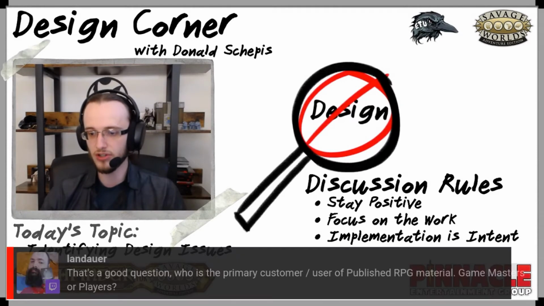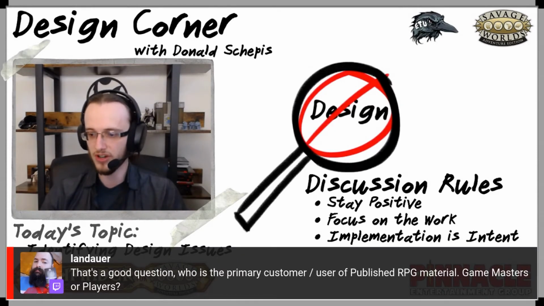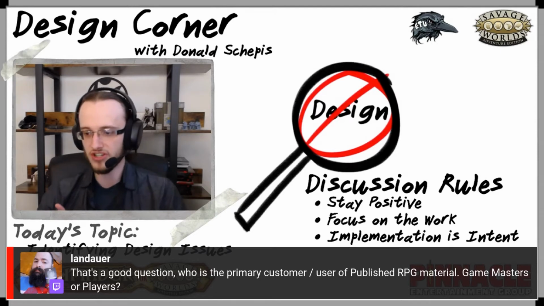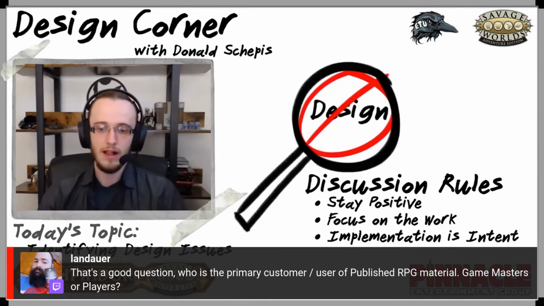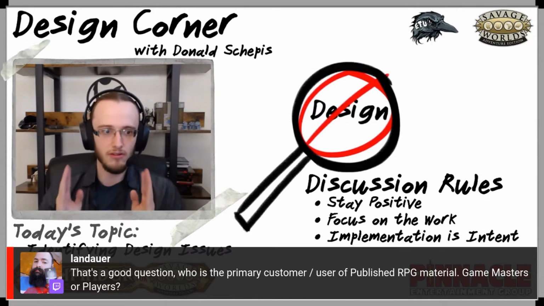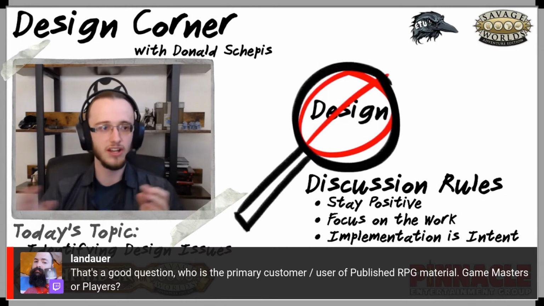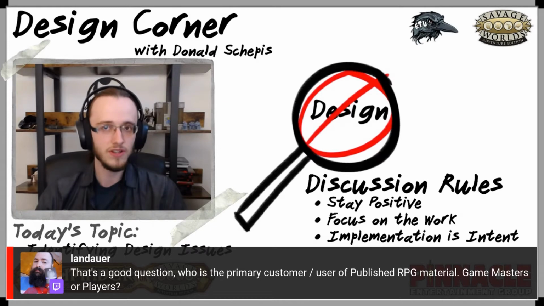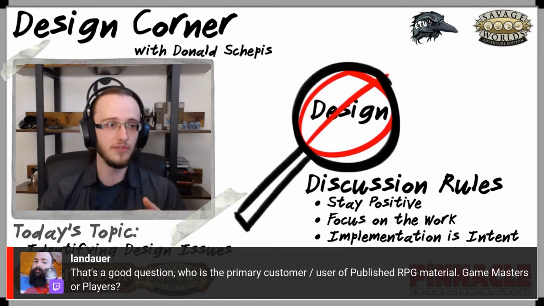Landauer asked a good question: who's the primary consumer or user of published RPG material, game masters or players? That's something that we have to be very clear that we delineate when we're working on a design. Who are we thinking about, right? Your player is going to engage with the core rules just like your GM will. So you need to think about both of them, right?